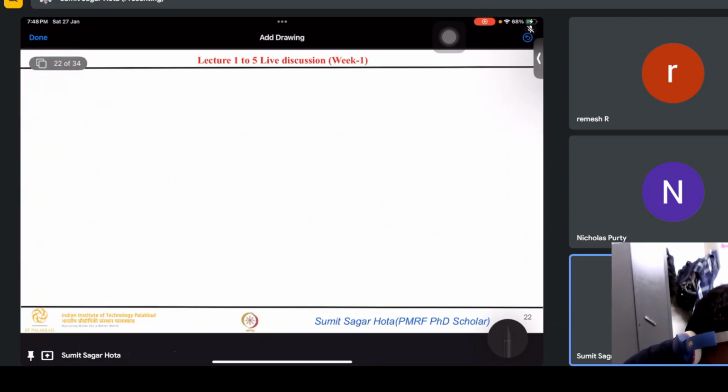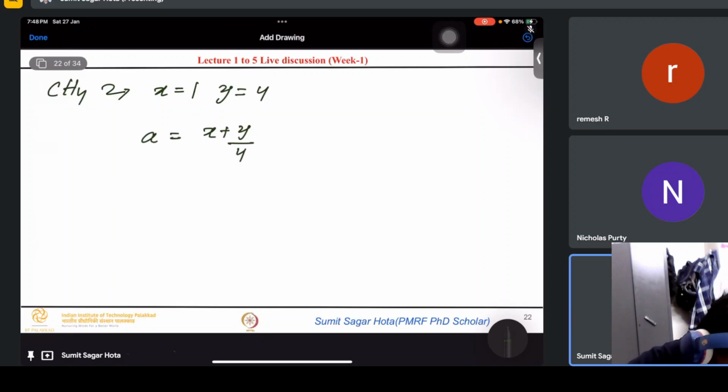Question: if the fuel is given as methane, CH4, what will be the case? CH4 means X is 1, Y is 4. What is A? A equals X plus Y by 4. This is the formula you should remember. Okay, A equals 1 plus 4 by 4.